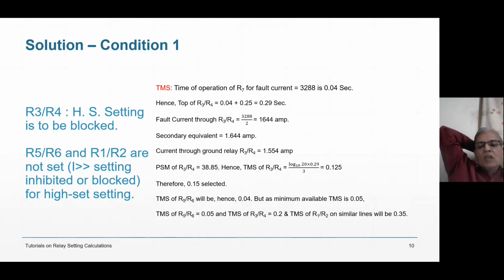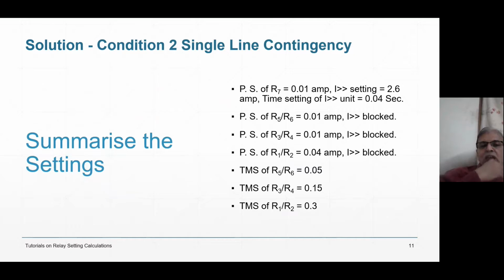And if I calculate for R1, R2, higher than R3, R4, because R1, R2 is backing up R3, R4, it comes out to be 0.35. So R7 is instantaneous. R5, R6 is 0.05. R3, R4 is 0.2 and R1, R2 is 0.35. That is what I'm finding.